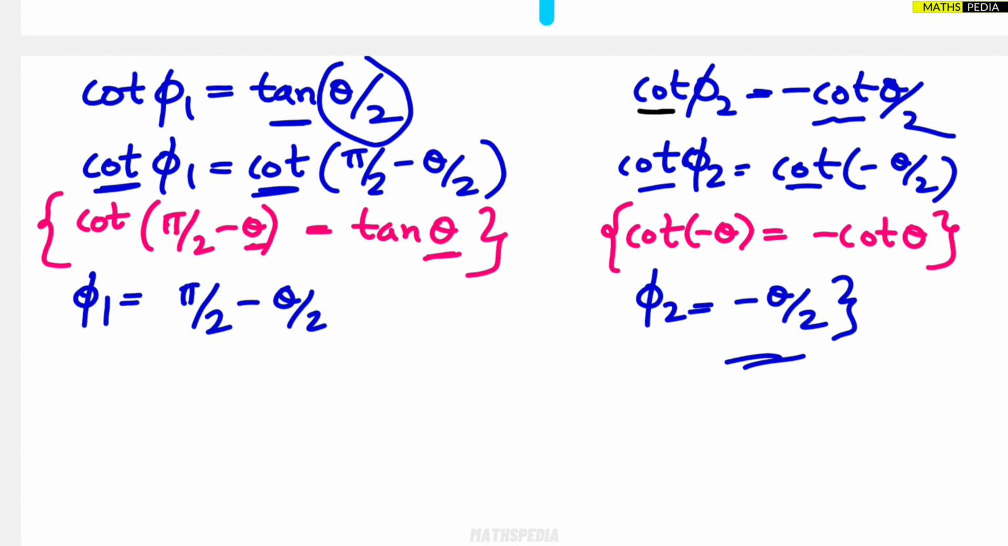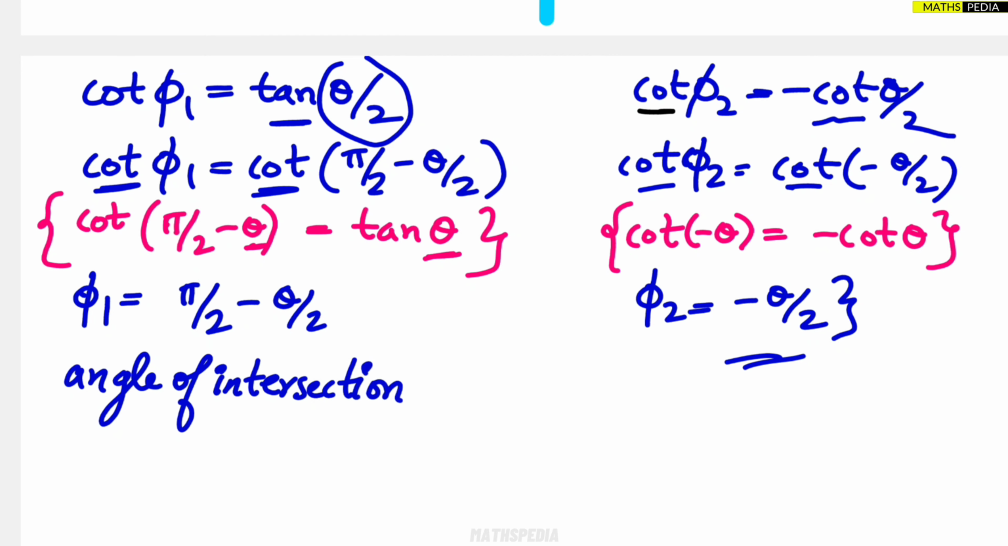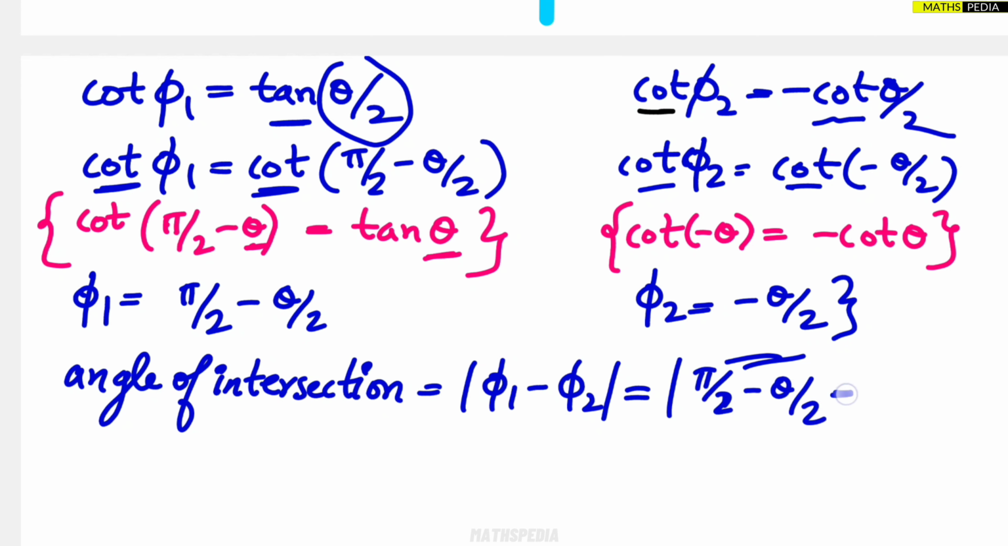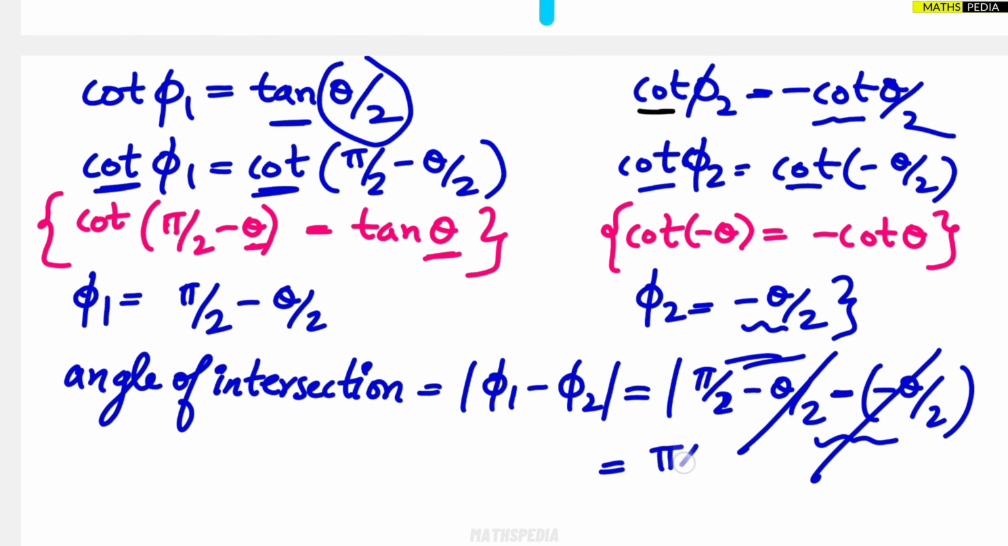Okay. Now as we have discussed, angle of intersection means what? The difference between the two, phi 1 and phi 2. Okay, phi 1 and phi 2 difference we have to take. We will be getting the positive value only. So pi by 2 minus theta by 2 is the phi 1 value. Minus, see here also minus is there. So minus of minus theta by 2, this particular thing becomes plus. So this and this cancel. What is remaining? Pi by 2 is remaining.